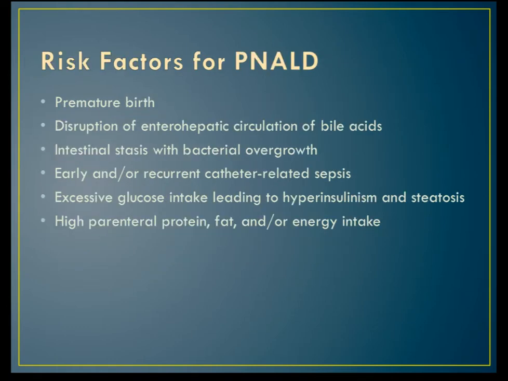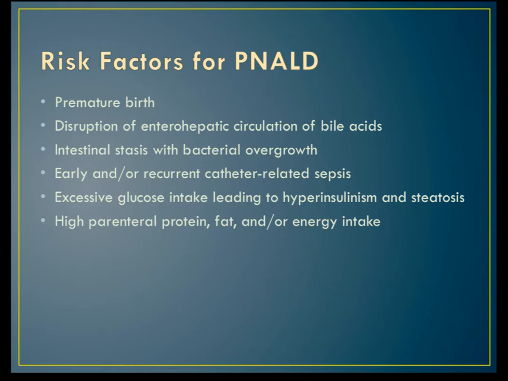Risk factors are premature birth, just because their liver is very underdeveloped already at birth, and when premature it's even more underdeveloped. Any patient that has any type of disruption of the enterohepatic circulation of bile acids, because they can get caught up in the liver and cause a lot of biliary sludge that leads to more hepatocyte damage. Bacterial overgrowth is also associated with parenteral nutrition-associated liver disease, and the exact mechanism isn't clear. They've just noticed a correlation in the studies. The same thing with catheter-related sepsis. For some reason, the more incidence of sepsis, the more progressive your liver disease.